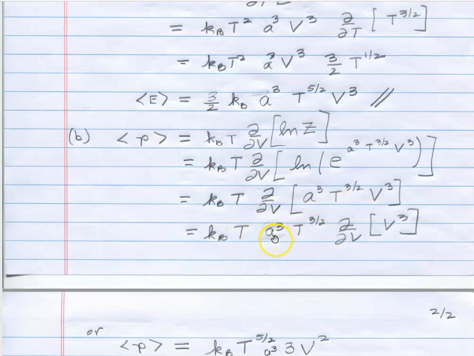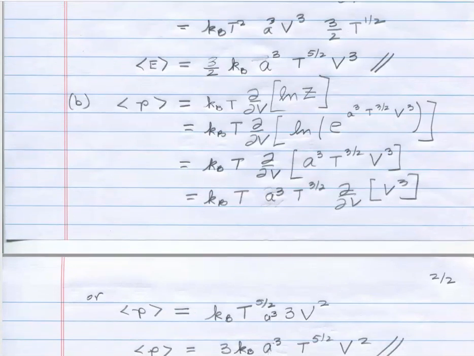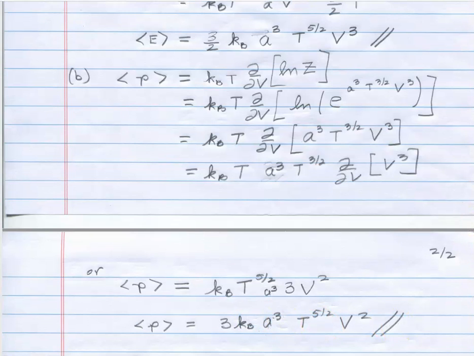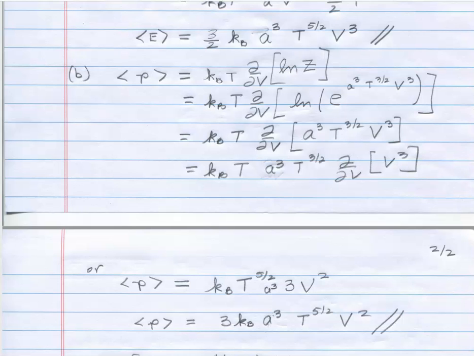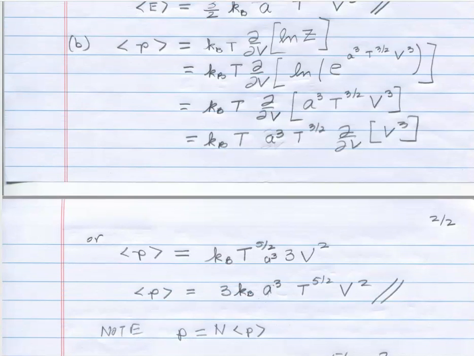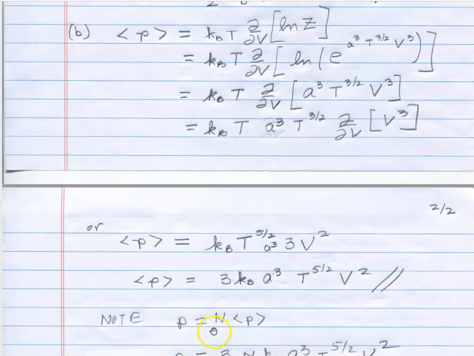And once I do that, then the a cubed can come outside. The T to the 3 halves can come outside and just becomes the partial with respect to V of V cubed. And the derivative of V cubed is just 3 times V squared. And then I just reordered it to get the average pressure. It's the average pressure per particle of the gas. If there's N particles of gas, then the gas pressure is N times that average pressure.